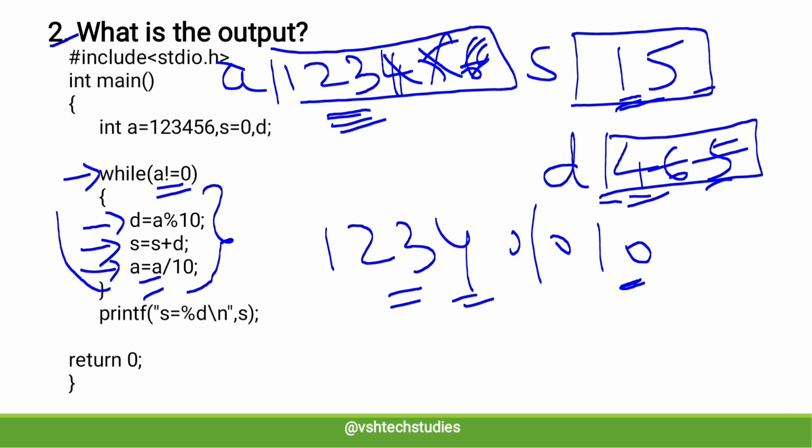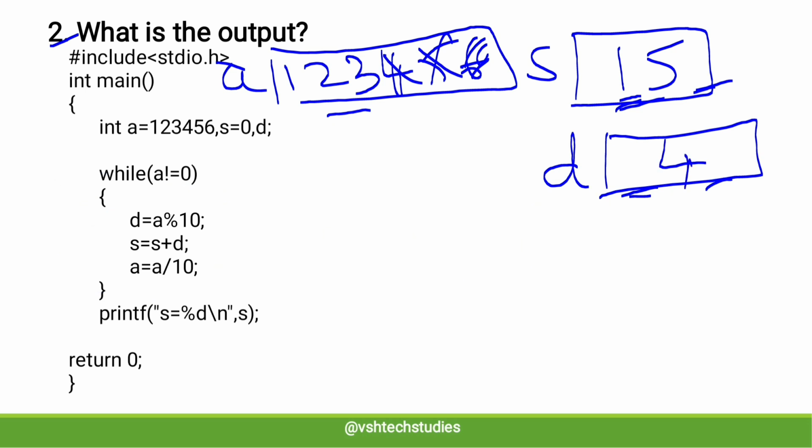The control has to go back for the next iteration. At the end of the previous iteration, A is 123, S equal to 15, D equal to 4. So this D equal to 4 we shall keep here. In the next iteration, A not equal to 0 is checked. 123 not equal to 0, yes, it is true. So the loop body has to be executed.